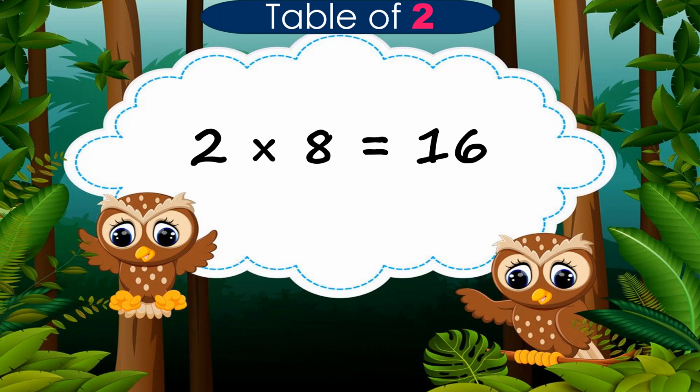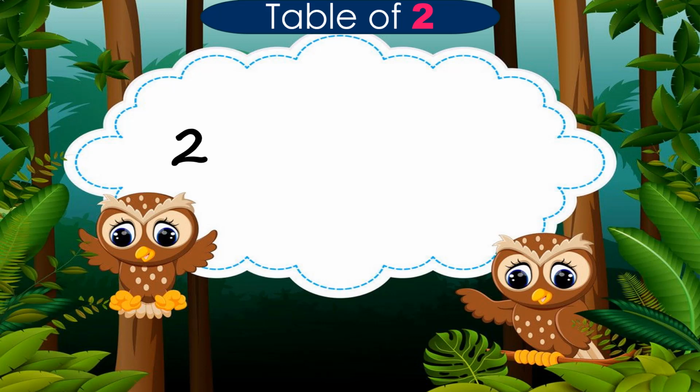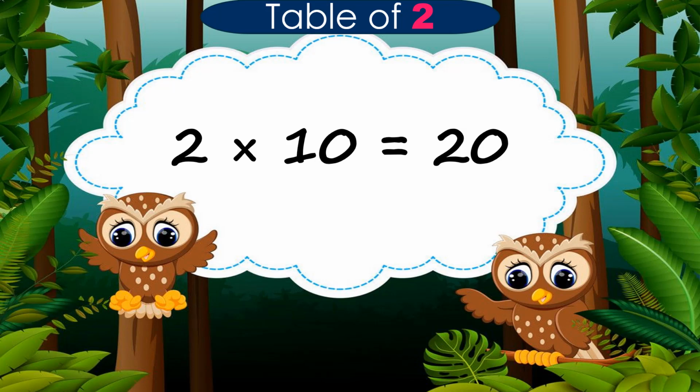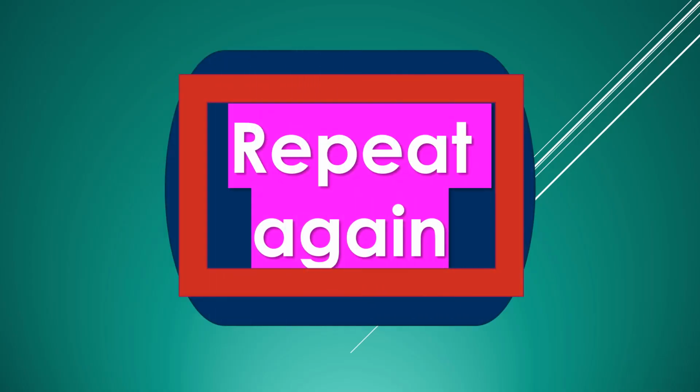2 eights are 16. 2 nines are 18. 2 tens are 20. Now repeat again.